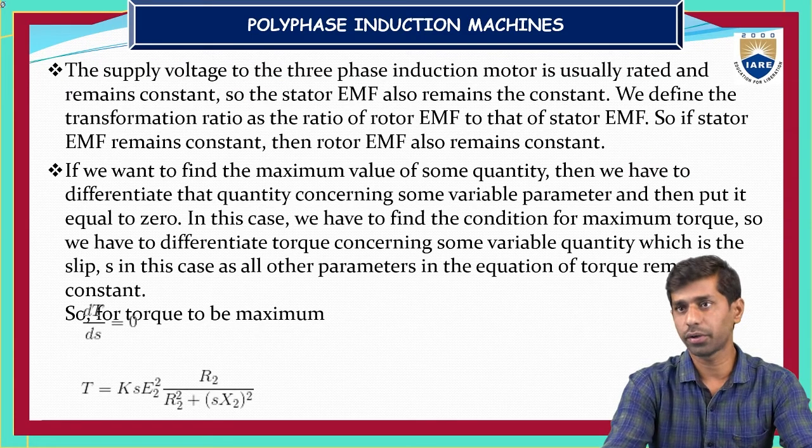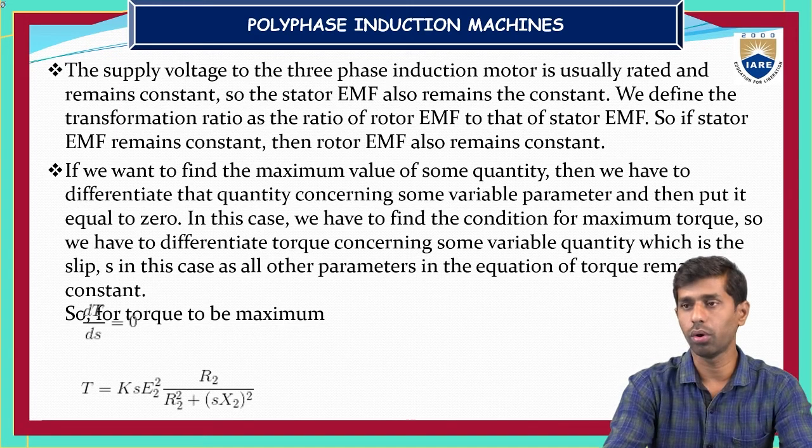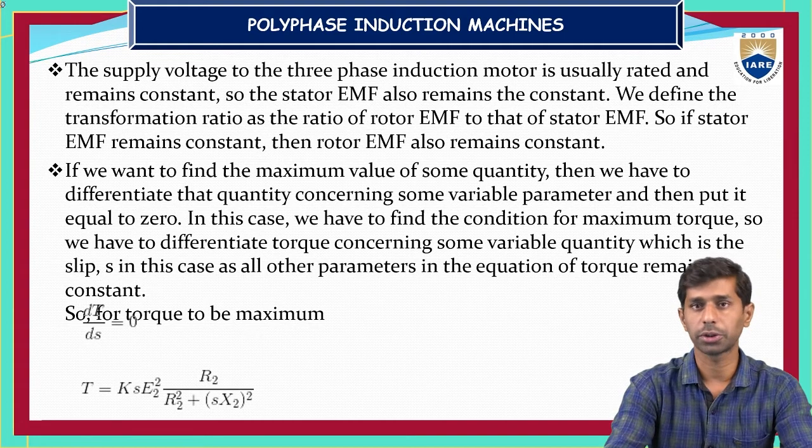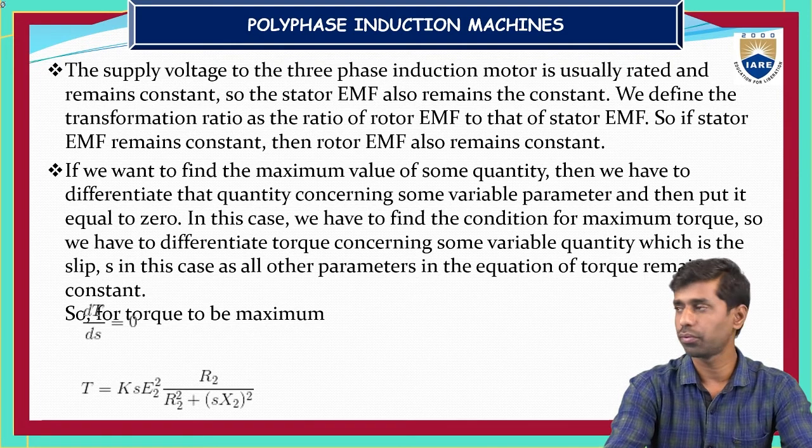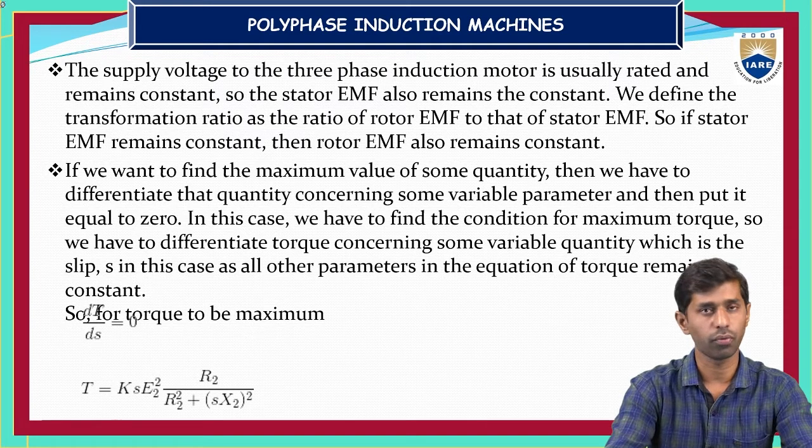To derive the condition for maximum torque, first of all, we need to know the constant parameters and variable parameters in the expression. In the expression, the supply voltage to the three-phase induction motor is usually a rated voltage and it remains constant, and the stator EMF also remains constant. The transformation ratio of rotor EMF to the stator EMF, and if stator EMF remains constant, then rotor EMF also remains constant, so the transformation ratio is also constant.